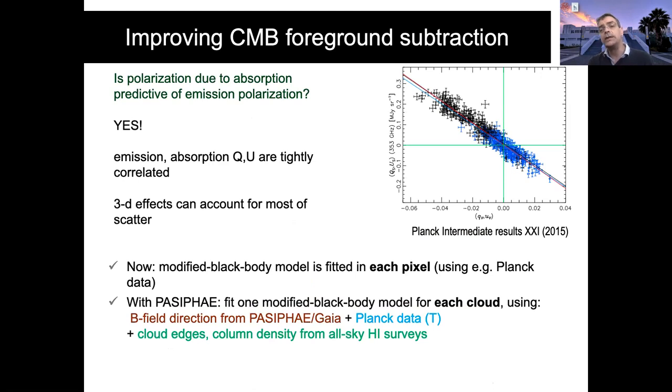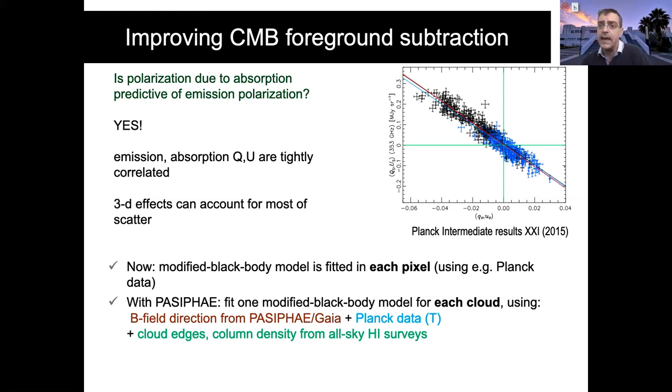Okay, so say we got the 3D map of the galactic magnetic field directions. How can we use this information to help the CMB foreground subtraction? There is an obvious question that I get all the time, which is that the PASIPHAE survey is a polarization survey in the optical, which is induced by the absorption of the dust grains. But the CMB foreground is in emission, in the microwave. So how do we connect the absorption and the emission?